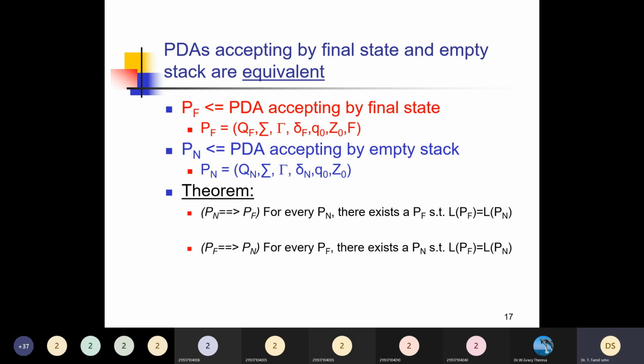We have 7 parameters here, and then what about PN? PN means the PDA accepts by reaching the empty stack. Accepting by empty stack, we again have the same 7 parameters here. So for every PN there exists a PF such that L of PF equals L of PN. Okay, so every PDA accepting by empty stack is equivalent to a PDA accepting by final state. Vice versa is also possible.